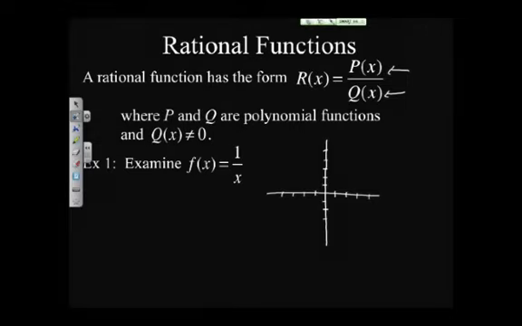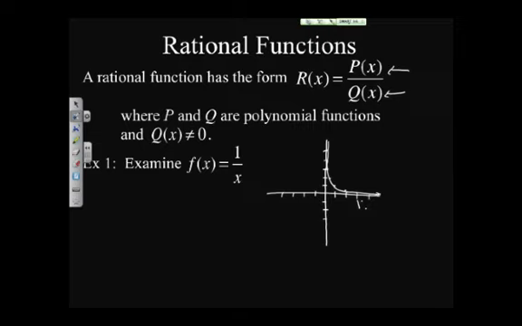As we make a t-chart, you think about when x is 1, we're going to get a value of 1. When x is 2, we're going to get a value of 1/2. When x is 3, we're going to get a value of 1/3. When x is 1/2, we'll get a value of 2. When x is 1/3, we'll get a value of 3. So what happens is we're going to get this sort of a shape on the right-hand side of our graph.